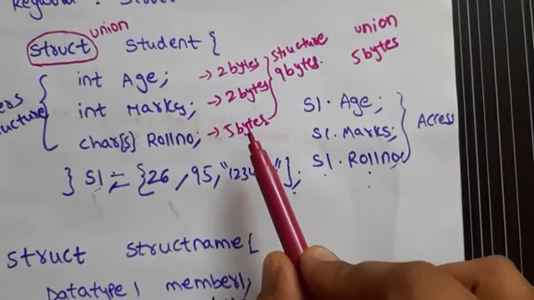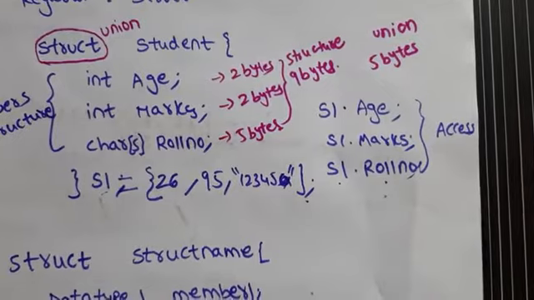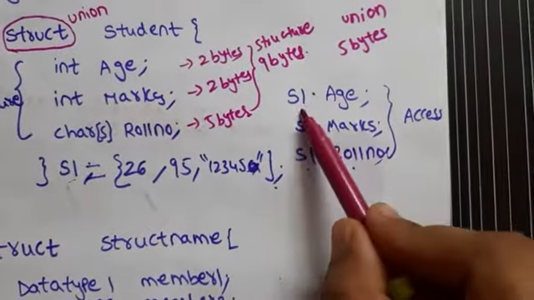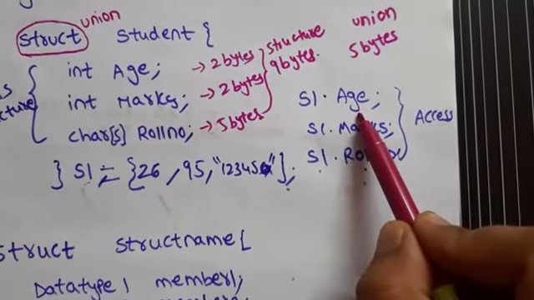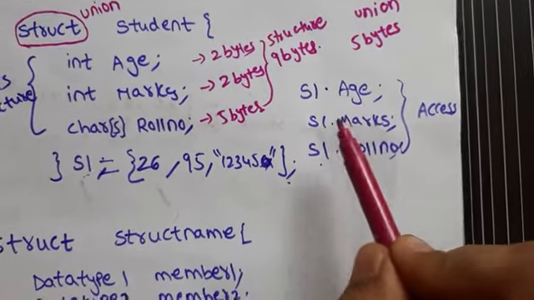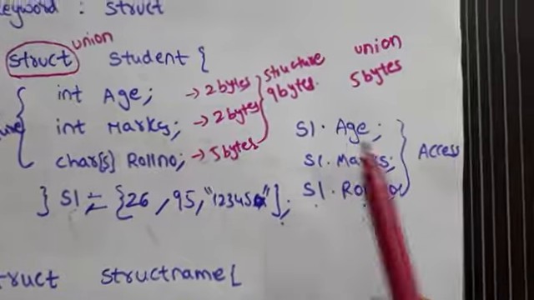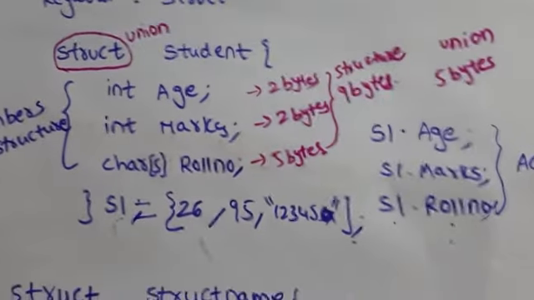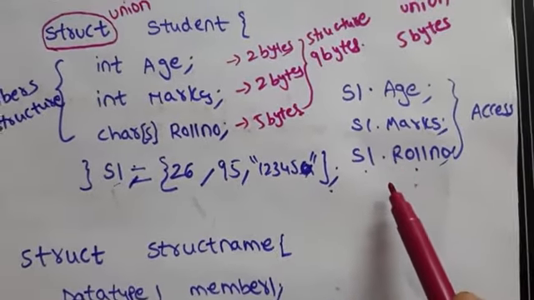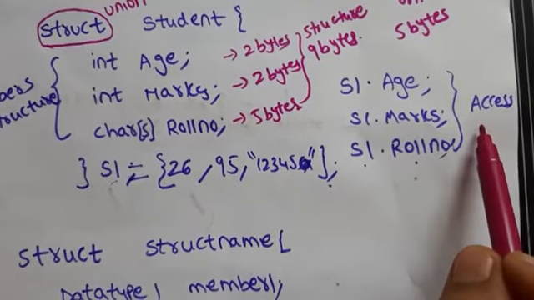And we already discussed in the last class how to access the variables of a structure: structure variable dot member, structure variable dot member. In the same way, if you want to access a union, the same thing follows: structure variable dot age, that is s1 dot age, s1 dot marks, s1 dot roll number to access the data.